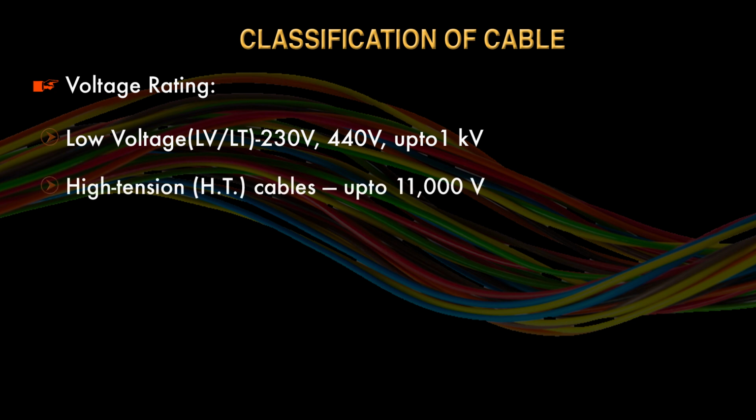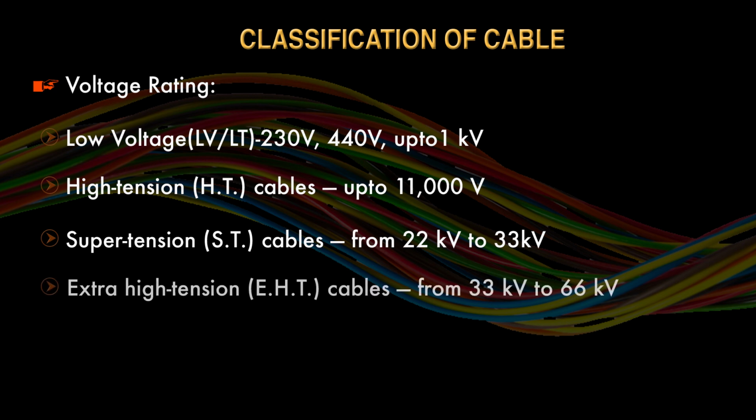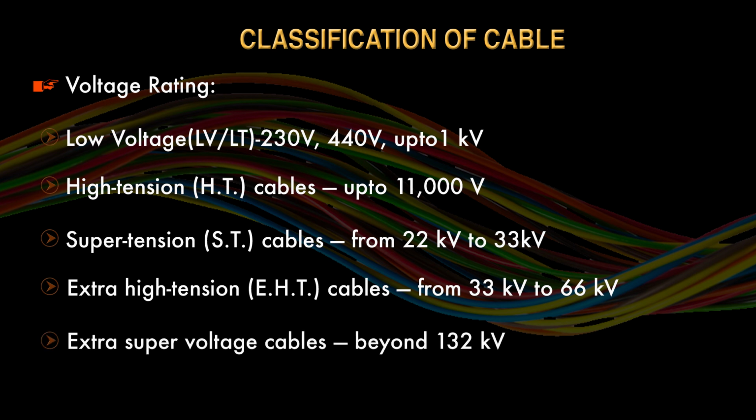Then another type of cable on the basis of voltage rating is called high tension cable. High tension cable can be used up to 11 kV, or you can say 11,000 volt. Then super tension cables can be used from 22 kV to 33 kV. Then extra high tension cable can be used from 33 kV to 66 kV. Then extra super voltage cable can be used beyond 130 kV.